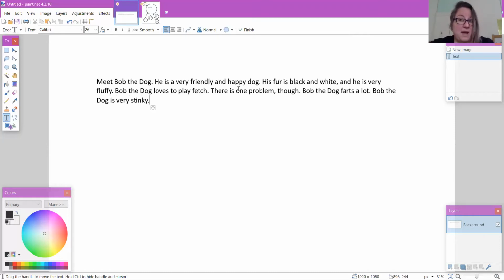All right, so my introduction, my character would say, meet Bob the dog. He is a very friendly and happy dog. His fur is black and white, and he is very fluffy. Bob the dog loves to play fetch. There is one problem, though. Bob the dog farts a lot. Bob the dog is very stinky. So now I'm going to stop sharing my screen.